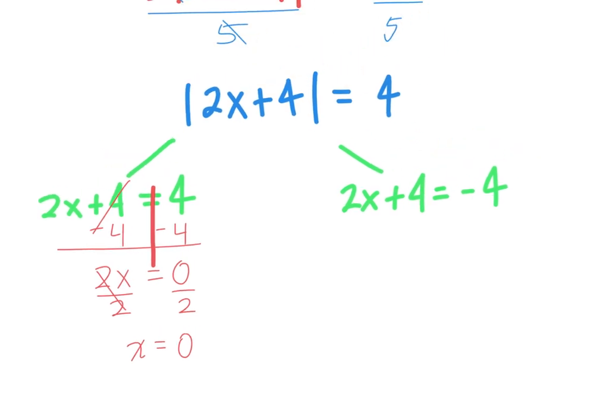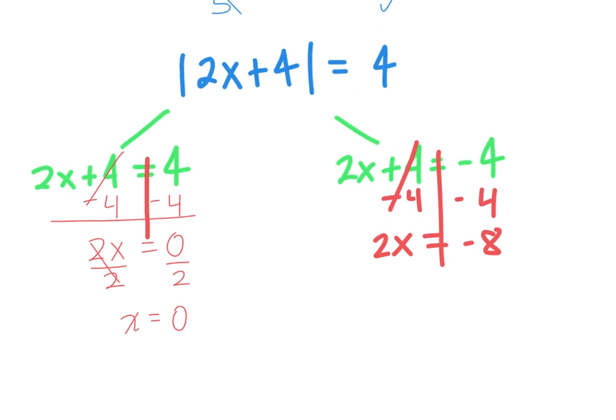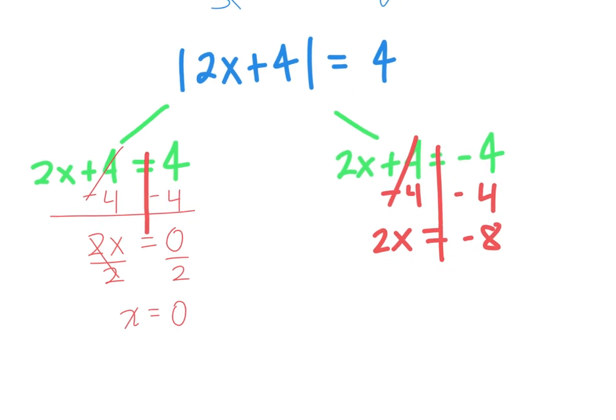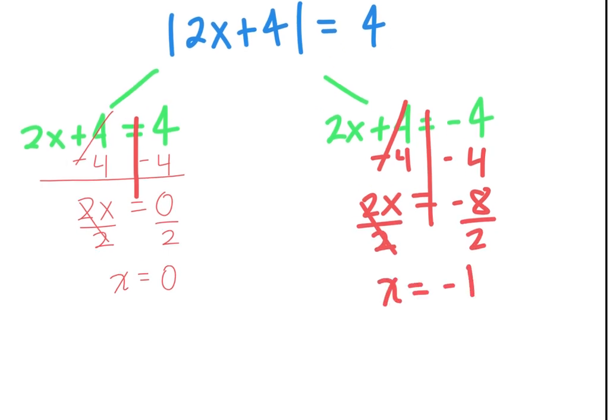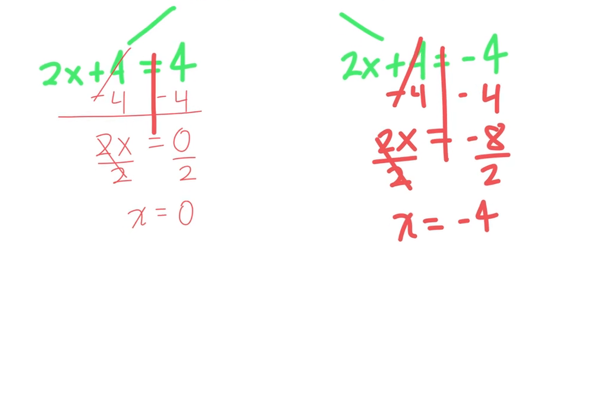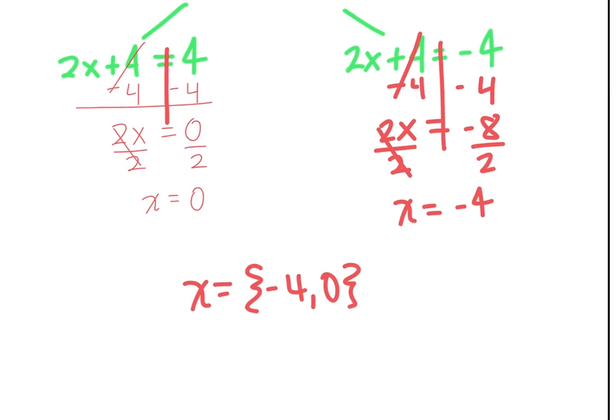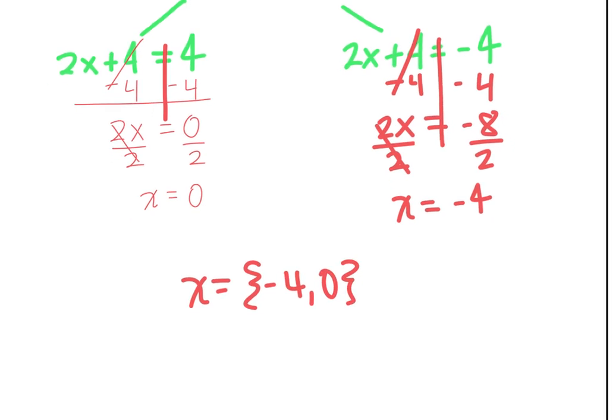And then when I solve my second equation and I subtract 4 from both sides, well, now 2x is equal to negative 4 minus 4, which is going to give me a negative 8. And then that same last step, I'm going to divide by 2. But when I divide by 2, I get x is equal to negative 4. So those are your 2 solutions for x. All right, not too bad, right?